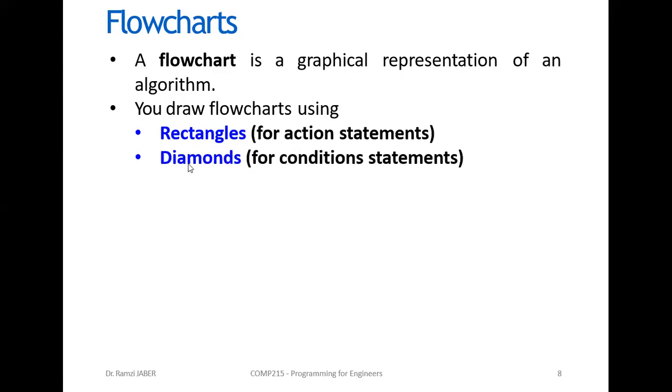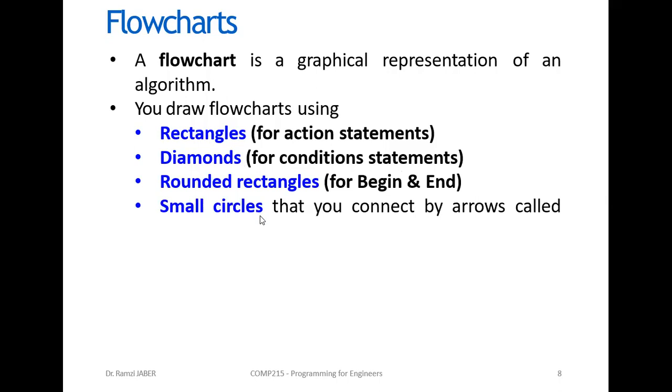Now, diamonds are for condition statements. We use diamonds in if else, in for loop, and while loop, in any conditions. Then we have a rounded rectangle or oval for begin and end statements. And we have small circles that we connect by arrows between each one, called flow lines.